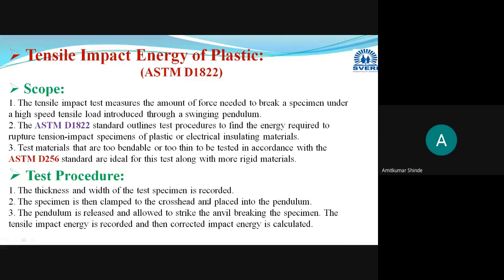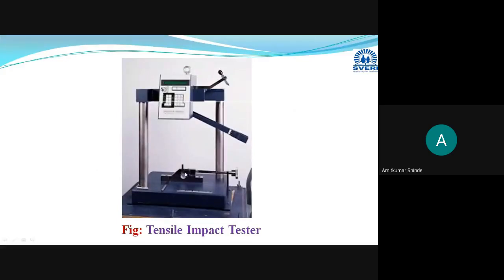In this also, this will be the support, and this will be your anvil. This is the anvil for a tensile impact tester, and here we are going to determine the tensile impact energy. This will be the base or support, and here is the anvil, and here we are going to fix the specimen. Now the specimen will be placed horizontally.